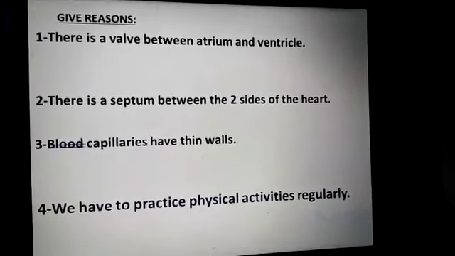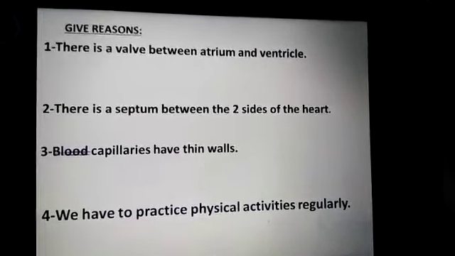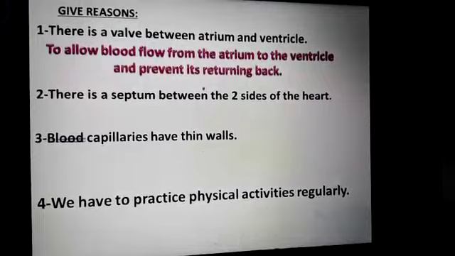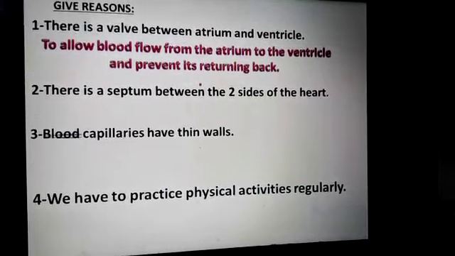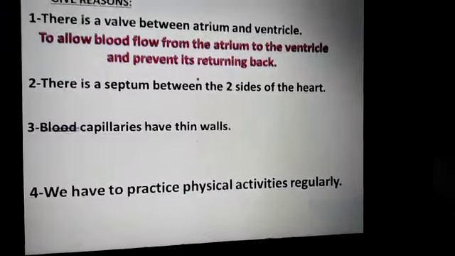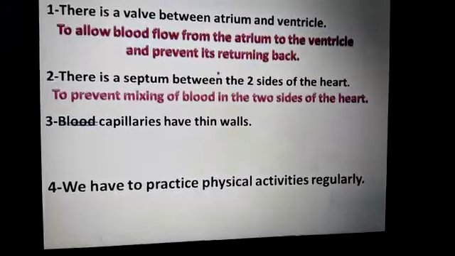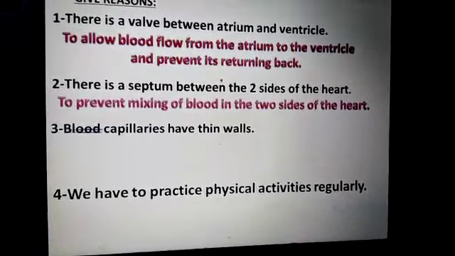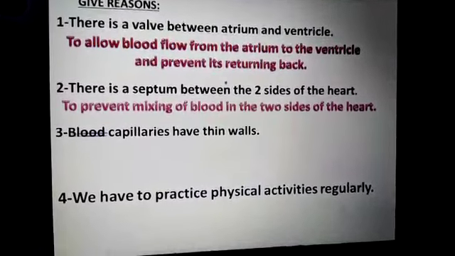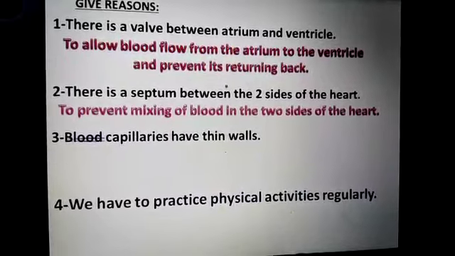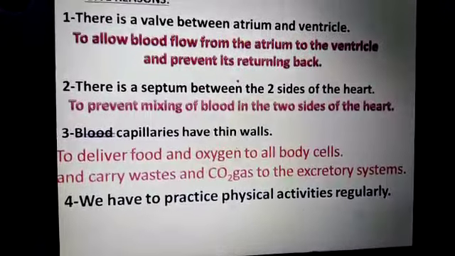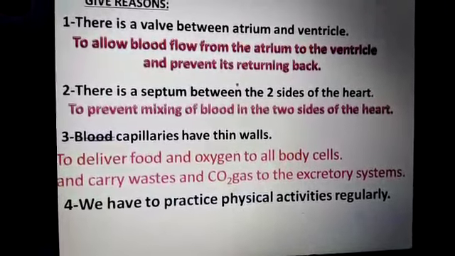Give reason. There is a valve between atrium and ventricle. As we said before, the valve allows blood flow from the atrium to the ventricle and prevents its returning back. Number two, there is a septum between the two sides of the heart, to prevent mixing of blood in the two sides. Number three, blood capillaries have thin walls. Why do blood capillaries have thin walls? To deliver food and oxygen to all body cells and carry wastes and carbon dioxide to the excretory system.